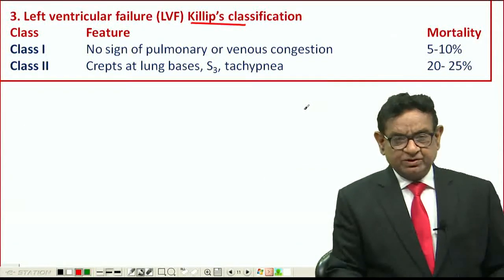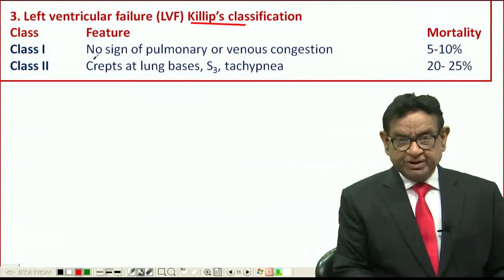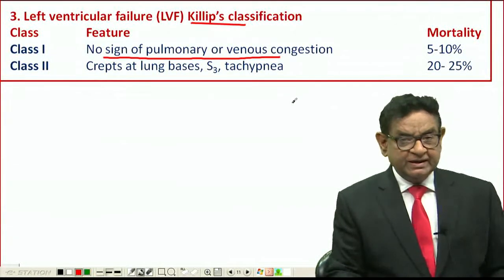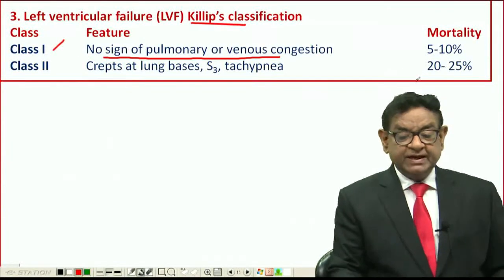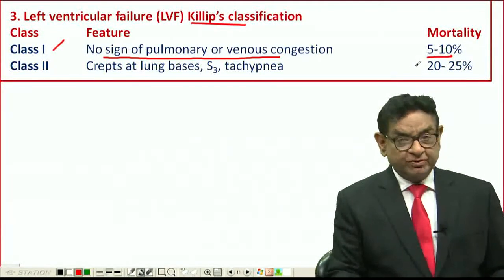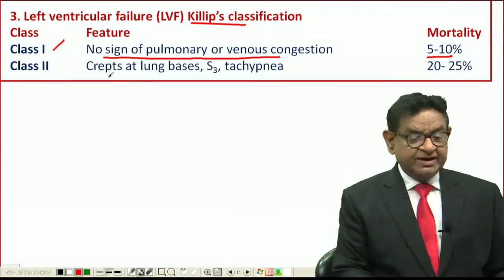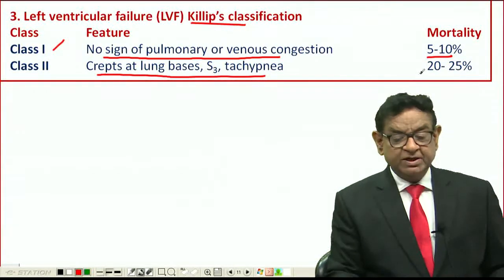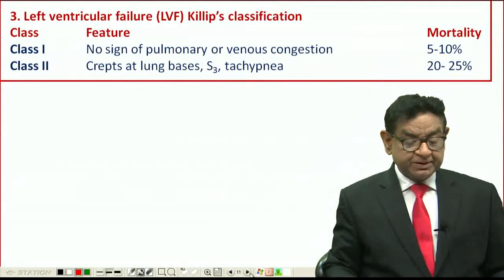So we have class 1 to class 4. Let's see what these are. In class 1, the patient has acute MI, and there is no evidence, no signs of any heart failure. So we call it class 1, and in this case, mortality is 5 to 10%. Class 2, we have evidence of heart failure in the form of crepitations at the lung bases, third sound, or tachyarrhythmia. Mortality becomes 20 to 25%.